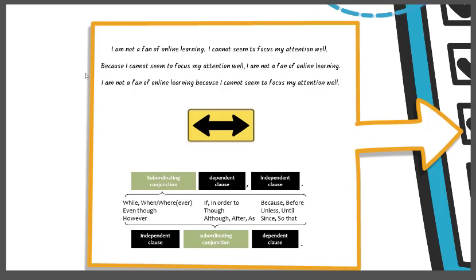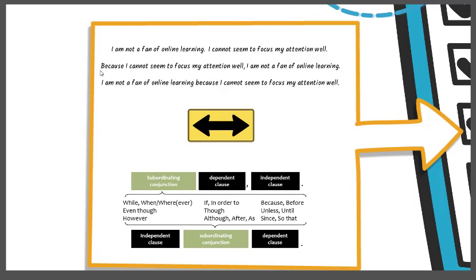So here we start off by using the because at the beginning of the sentence. Because I cannot seem to focus my attention well, I am not a fan of online learning. If you choose to use the subordinating conjunction at the beginning of the sentence, you will always have a comma between the two clauses. Here we have I cannot seem to focus my attention well, comma, I am not a fan of online learning. Here we have our subordinating conjunction. This would be the only way that we could be able to execute this.